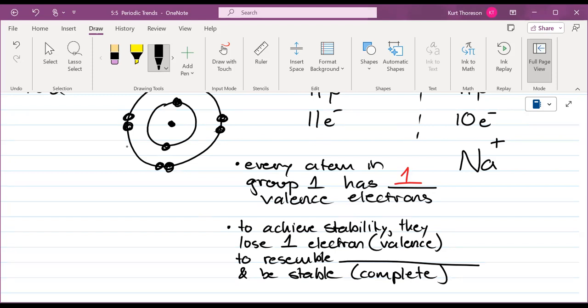To achieve stability, they lose 1 electron, which is a valence electron, to resemble what? What does sodium resemble after it loses 1 electron? Neon. And what did I tell you last week is significant about all the noble gases here in group 18? They're stable by themselves. Sodium will resemble neon, a noble gas, and it will be stable.